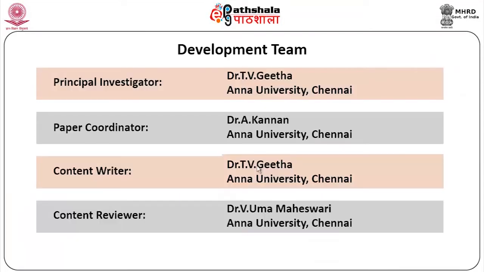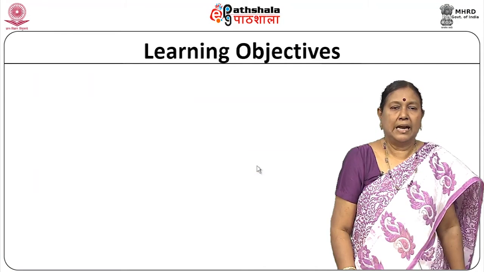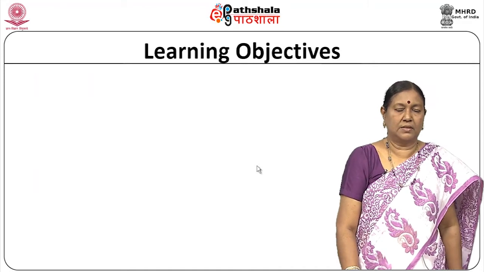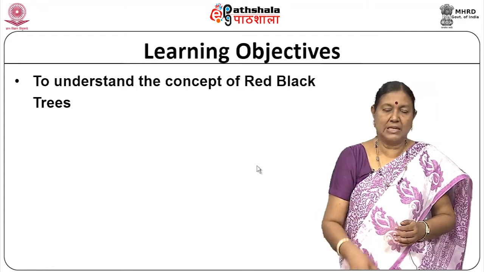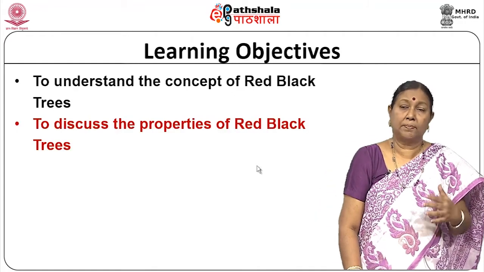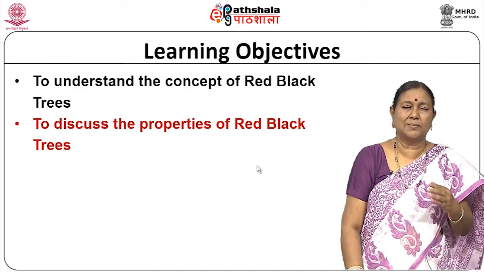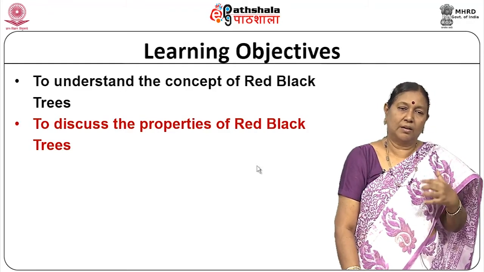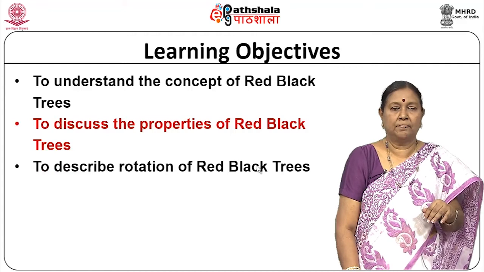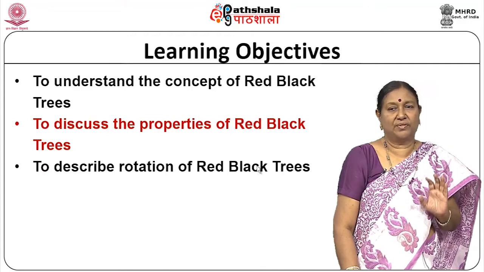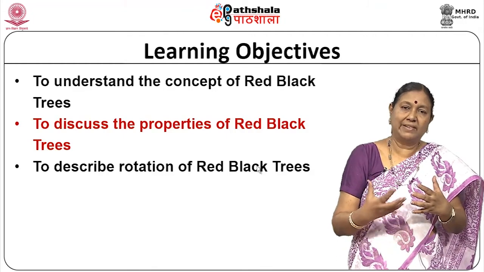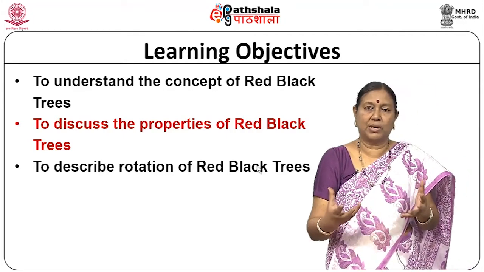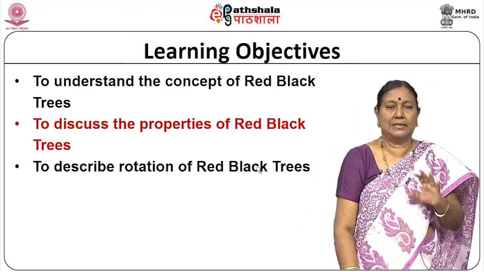So, for this module, these are the people responsible for the development of these modules, and let us look at the learning objectives of this module. First we are going to understand the concept of red black trees, then we are going to talk about the properties of red black trees, because this is a slightly different concept. So, we are talking about the concept separately and the properties separately. Again we are going to talk about rotation in red black trees. Here again we have the same thing: when we have an imbalance, we try to do rotation to get a balance, that remains the same, but the way we do it is different in red black trees.